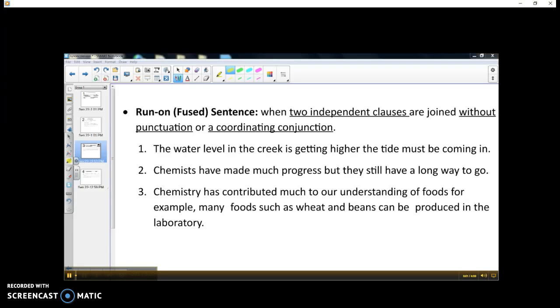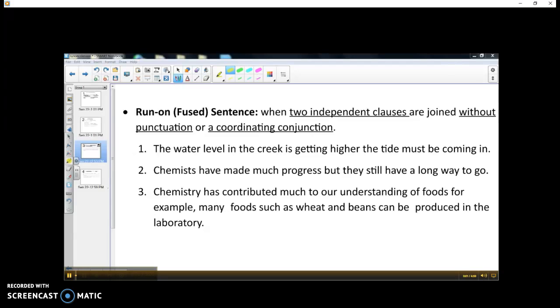Now, you'll notice right here we have the run-on in this section because we have the first sentence, the water level in the creek is getting higher, and then the second sentence, the tide must be coming in. Since we have two independent clauses coming together, two sentences, this is a run-on because there's a lack of punctuation. If you remember in the last video, there are 5 different methods that you can use to correct this particular type of run-on.